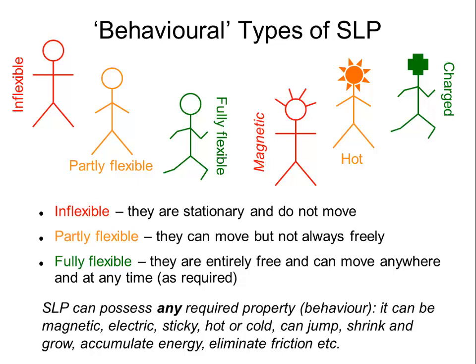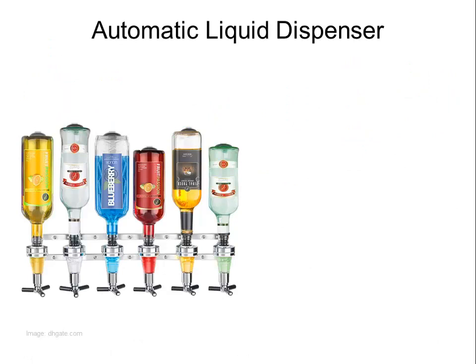Let us see how this method can help in modeling a problematic situation and in generating ideas to improve it. You might have seen spirit dispensers that are often used at bars. Most of these spirit dispensers are not automatic and require a barman to open and close a tap to pour a specific amount of alcohol into a glass.